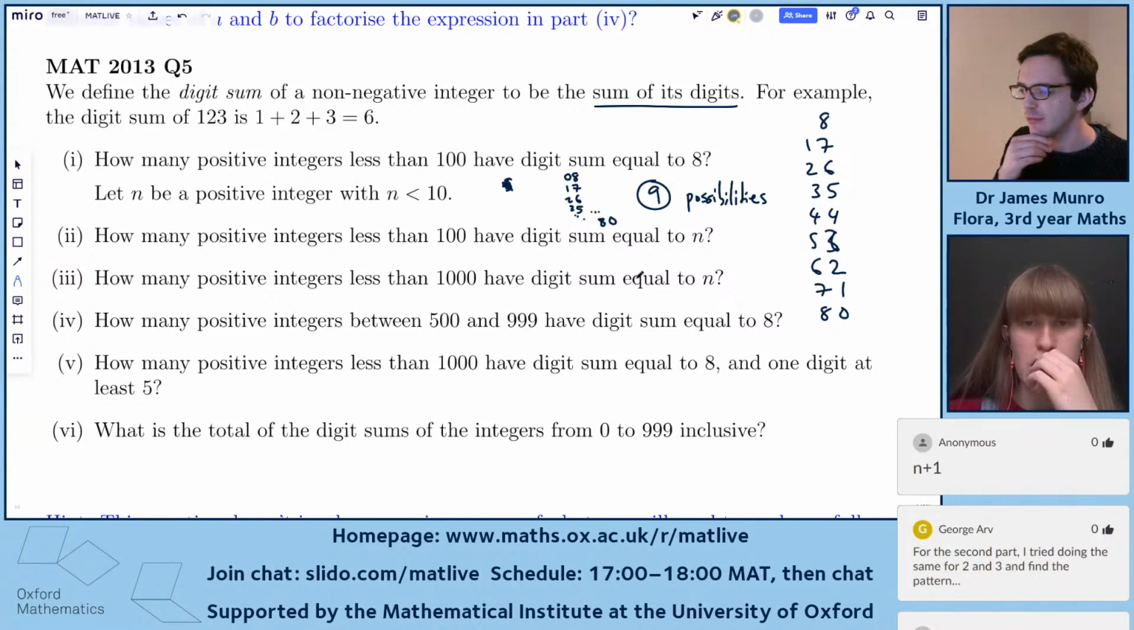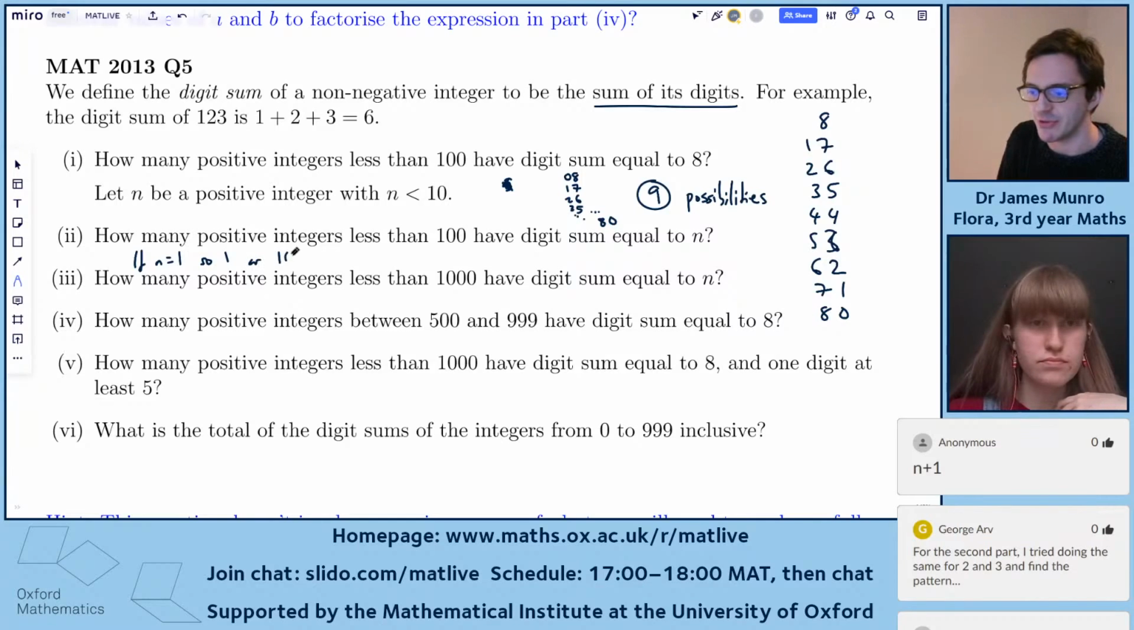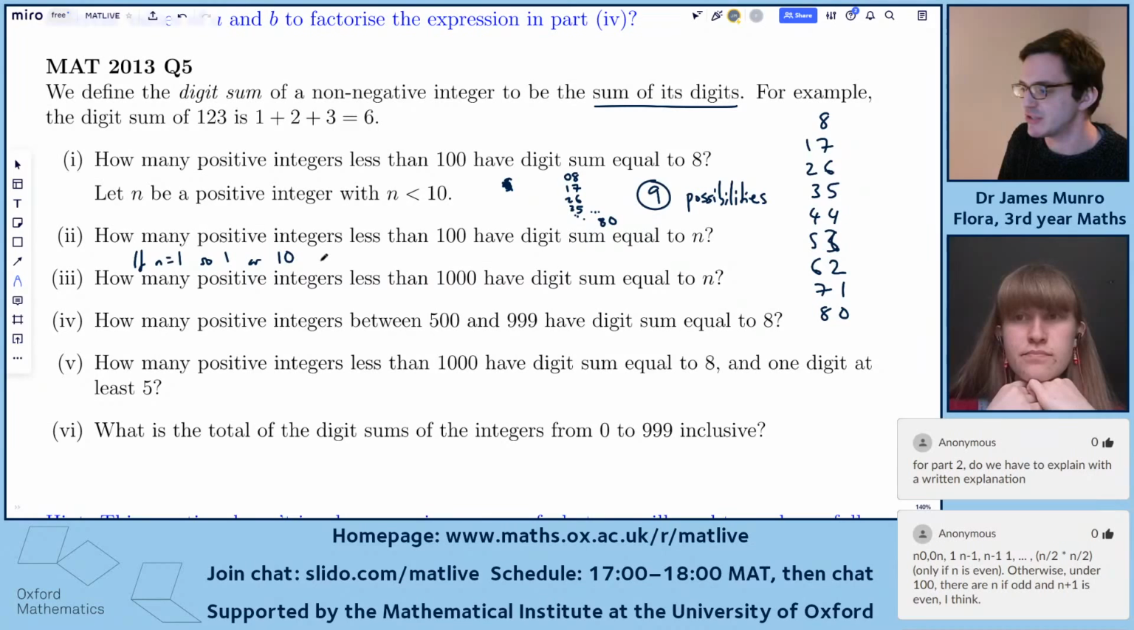I think, or yeah, what if n is 1? If n equals 1, then the digit sum is 1. So I'm going to have to be stuck to be using the number 1. Or I could use a 0, I suppose, or 10, but I'm going to be less than 100, so only 1 or 2 digits. So my answer would be 2.